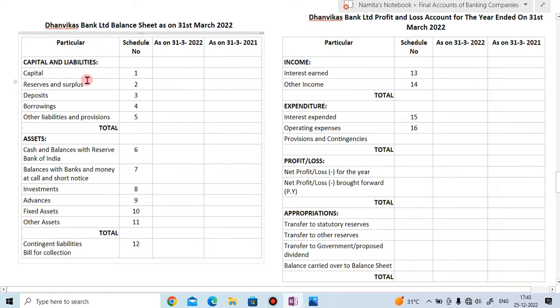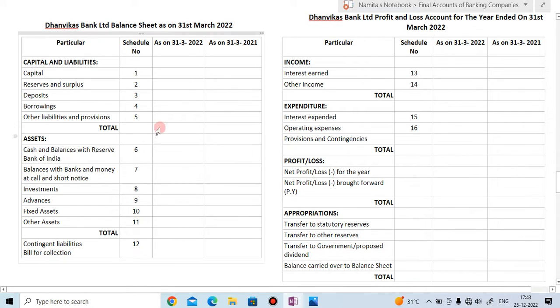So in the vertical format, the first will be what? Liabilities, next will be the assets. Then here in the profit and loss account also, income is at first, then expenditure, then profit and loss account, and appropriations are given. Okay, so in this format the bank has to prepare the balance sheet and the profit and loss account.